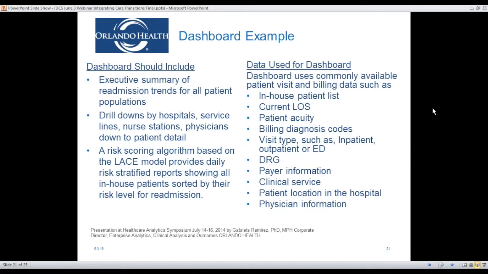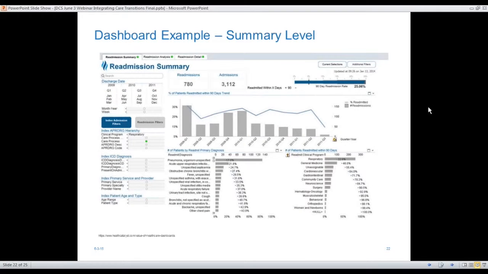When Orlando Health looked at those dashboard areas, they said, what data do I need? And they put the sort of list you see together here. Just a patient list, right? Length of stay, acuity, DRG codes, payer information, and so forth and so on. And they were able to lay out the information they required. Examples of that can show up all over the place.